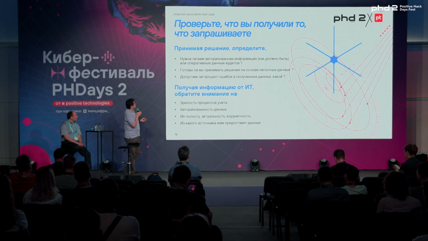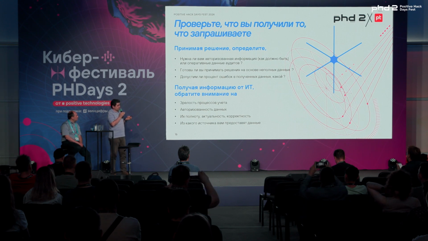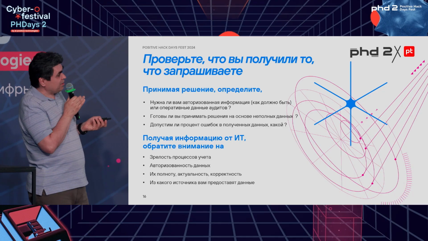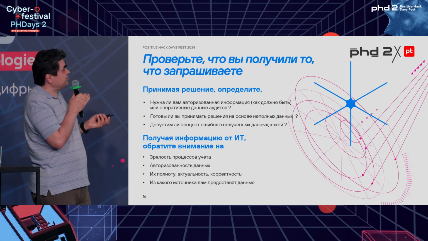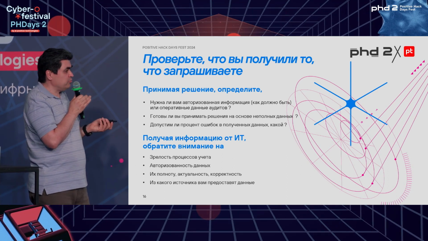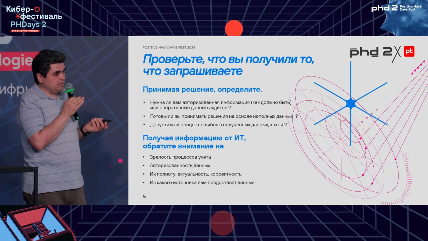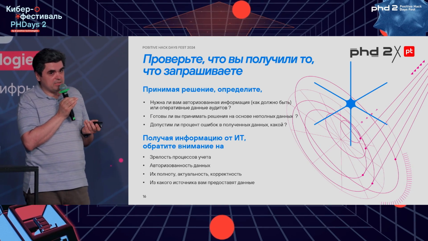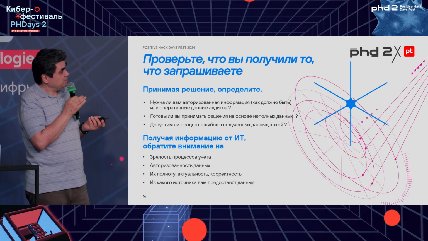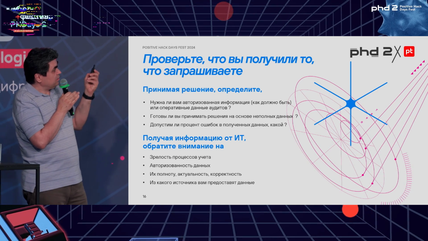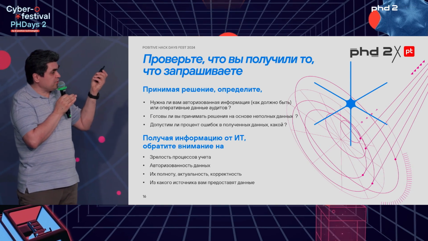This is my last slide. Now, when you're making your decisions as InfoSec people, you got to decide what kind of information you need from the IT. Like, is it current or authorized? Are you prepared to act on the basis of incomplete information? Because incomplete is what you're going to get in most cases.